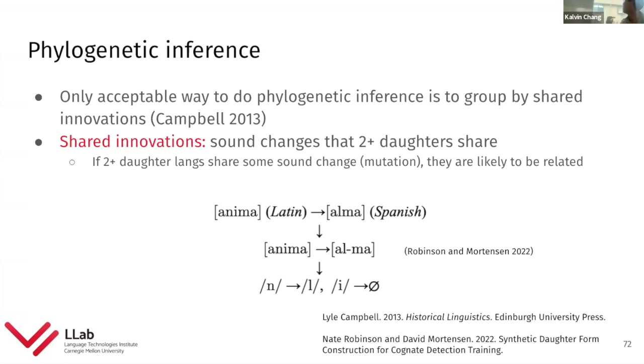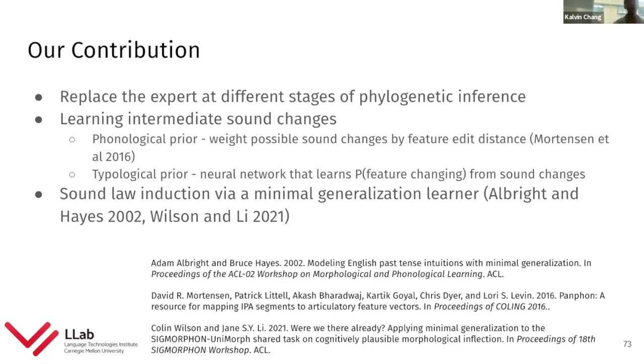So here's an example of a shared innovation. We compare the Latin protoform anima to the Spanish daughter form alma. We can infer that N changes to L and I gets deleted. Now, of course, the shared innovation method depicted here is missing the environment, which is very important when linguists actually infer shared innovations.